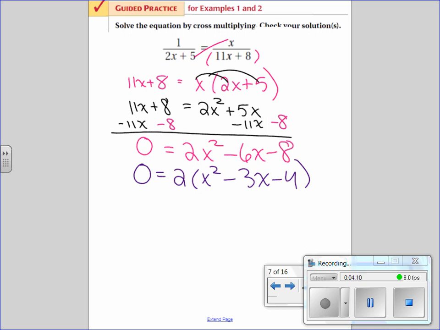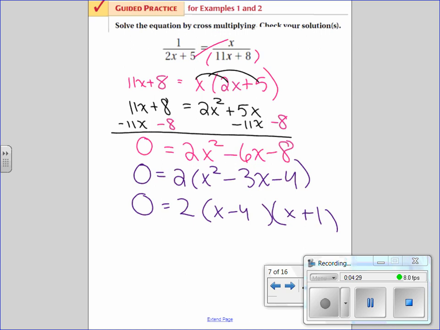So what I've got in parentheses is just a really quick, easy, old-fashioned factoring method. You've done that so much this week, you're really getting good at it. What numbers multiply to my -4 that add to my -3? -4 and +1. Is that what you said? Okay.